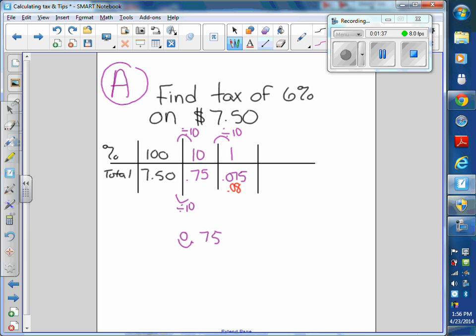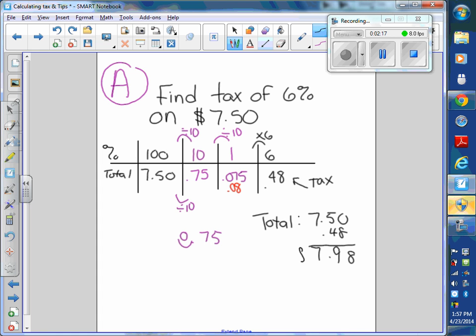Okay? So now I could go to 6% by multiplying by 6. So 6 times 1 is 6, and 6 times 8 cents is how many cents? What's 6 times 8? 48. So 6 times 8 cents is 0.48. So that's my tax amount. Okay? And I'm going to add my tax amount to my bill. So my total would be my bill of $7.50 plus my tax of 48 cents. So I add and I get $7.98.